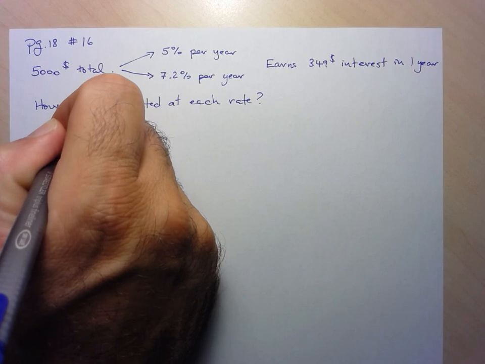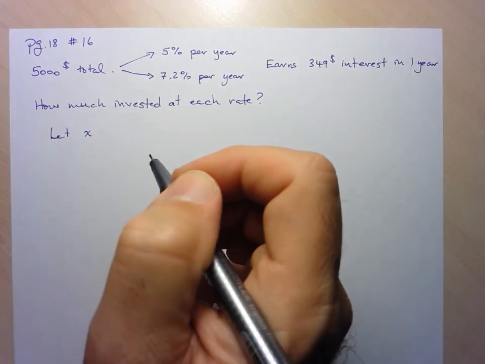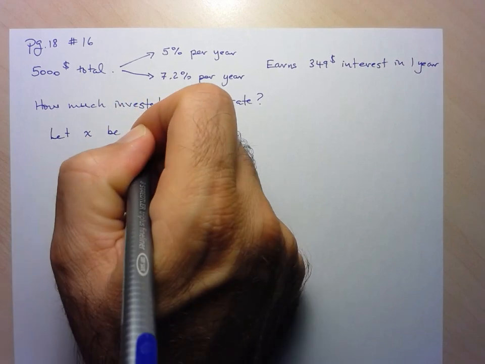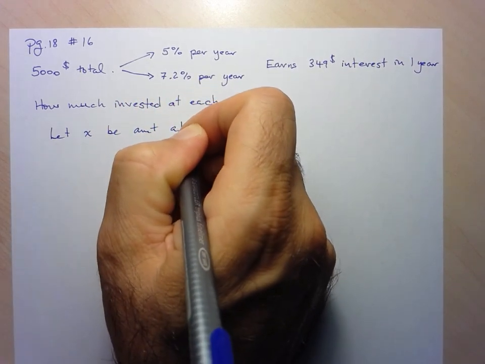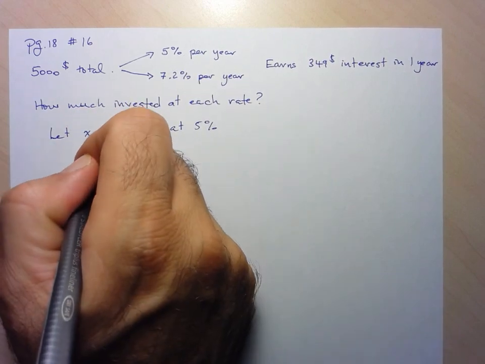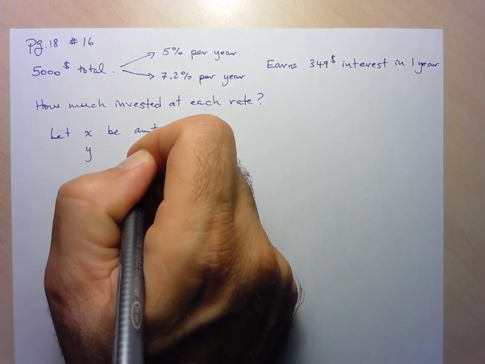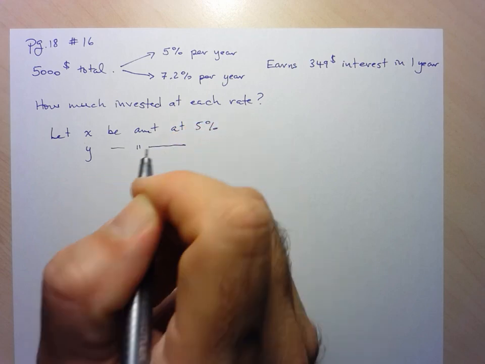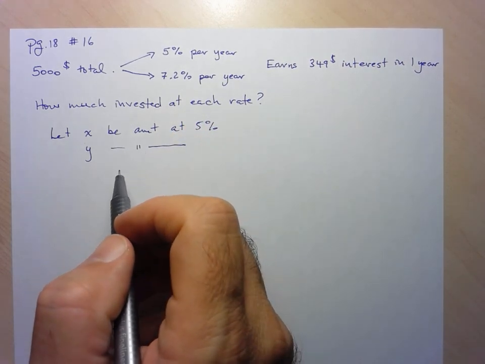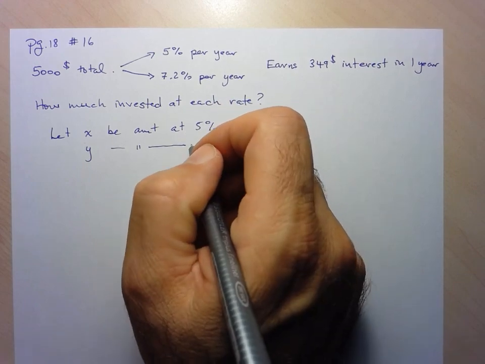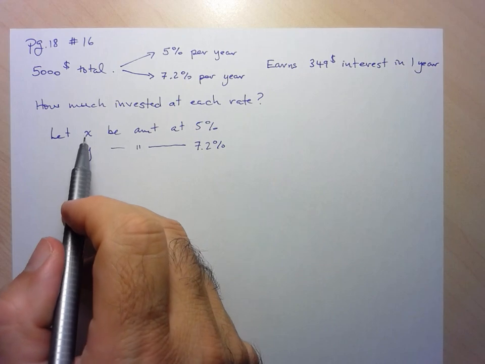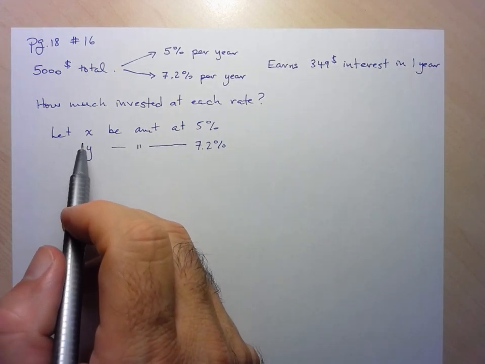I'm going to say let x, and you can use any variable you like, but I'll use x, be the amount invested at 5%, so in that first account. And I'll let y be the amount, and the ditto sign here means just what I wrote above, which saves me from having to rewrite it, invested at 7.2%. These two things represent how much money was invested.